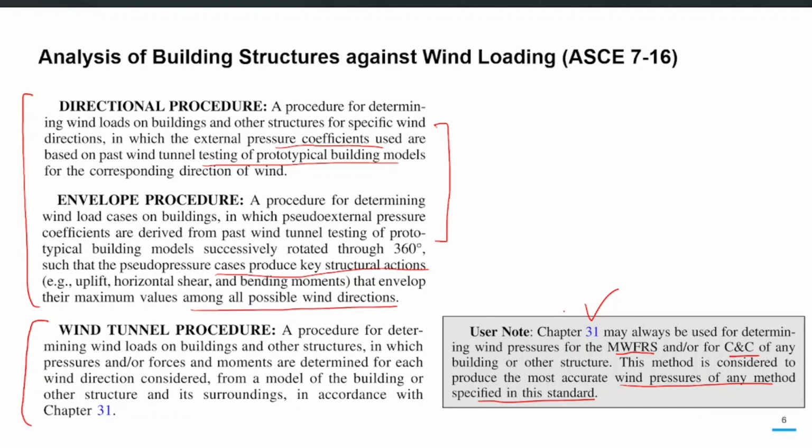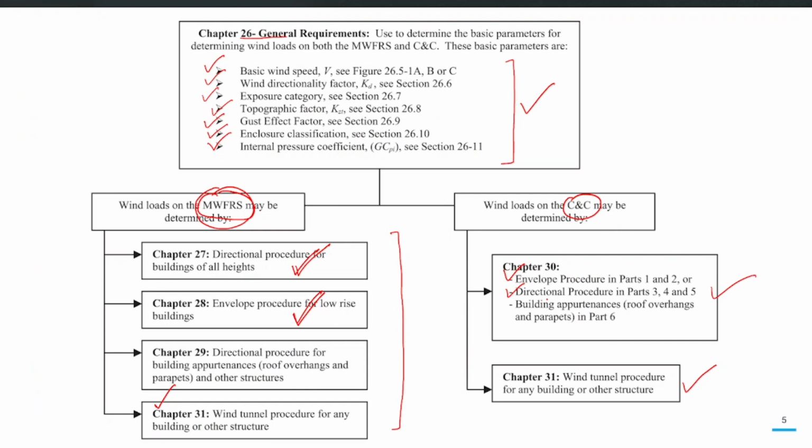Although, if I go back, you can see that I have this directional procedure in 27 and then envelope procedure in 28. But I can always go to chapter 31 directly. Although the directional and envelope procedures are derived based on wind tunnel testing, still for very complex structures, high-rise buildings, you can always go directly to the wind tunnel procedure, and then the actual shape of the building, actual geometry, the wind phenomena associated with that shape will always be accounted for if you go for that wind tunnel testing.